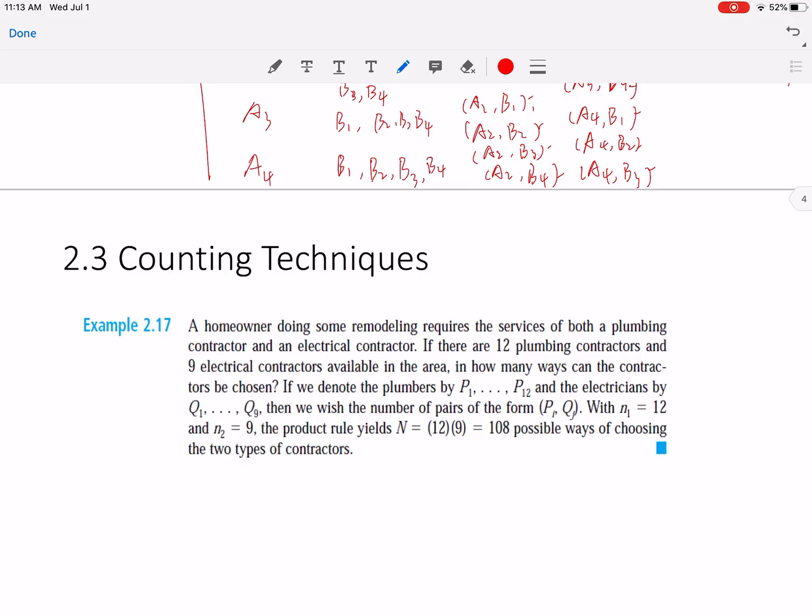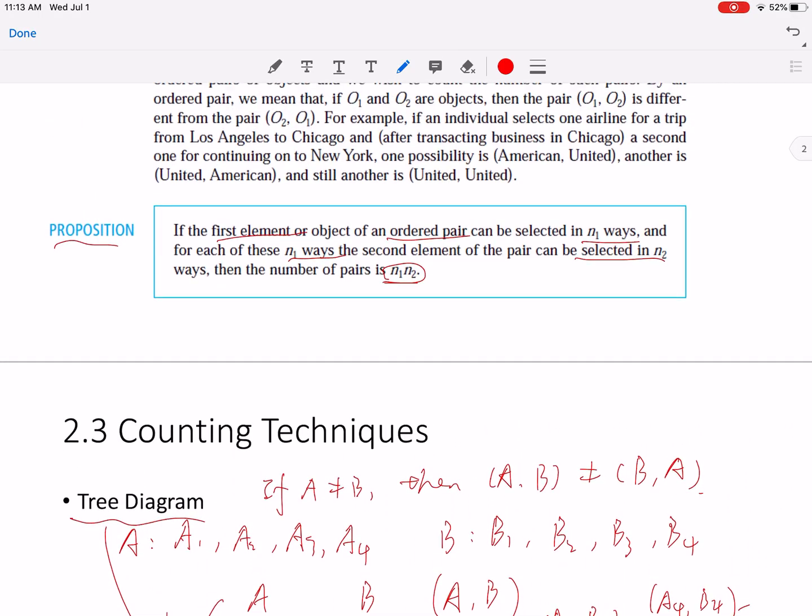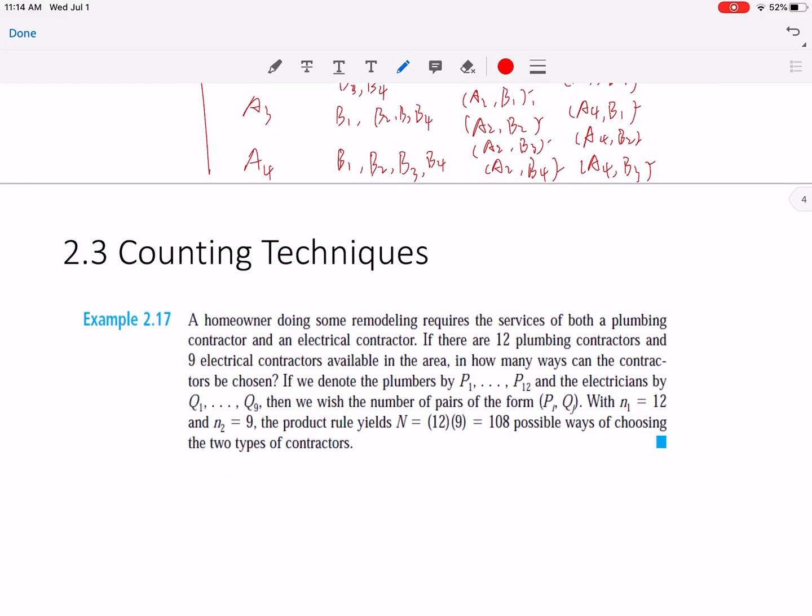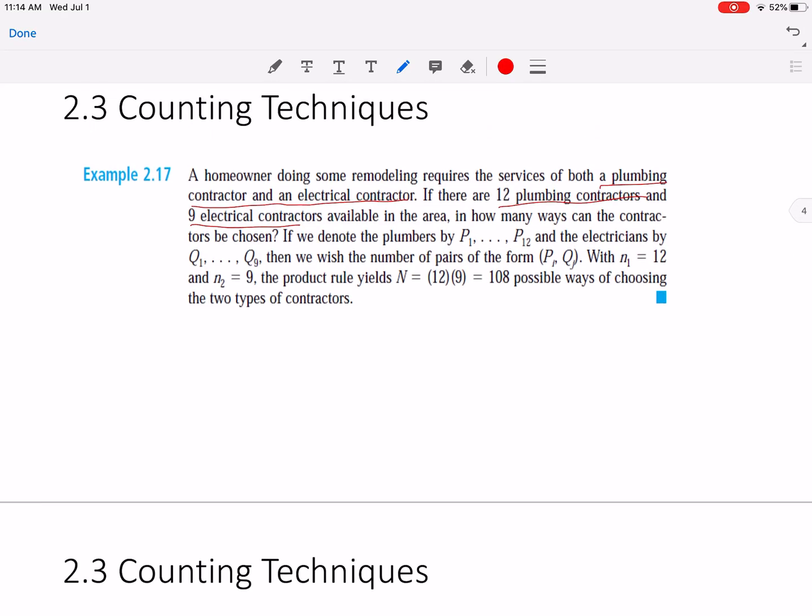Alright, once we know the product rule, let's take a look at this example. The problem says a homeowner doing some remodeling requires the service of both a plumbing contractor and an electrical contractor. If there are 12 plumbing contractors and 9 electrical contractors available in the area, in how many ways can the contractors be chosen? So first of all, we're looking for the number of ways that the contractors could be chosen.